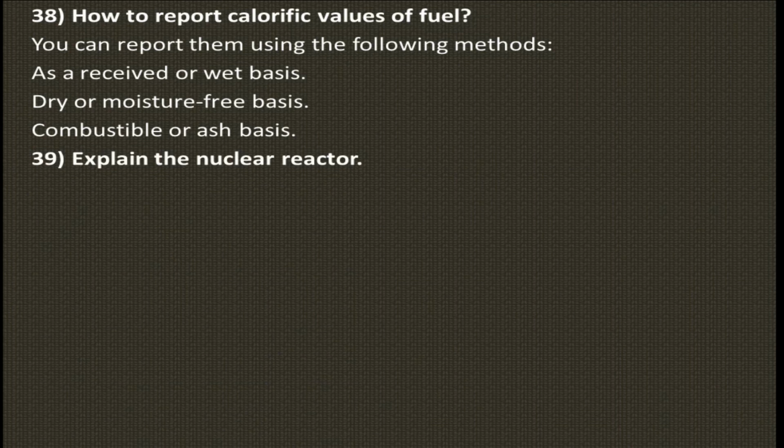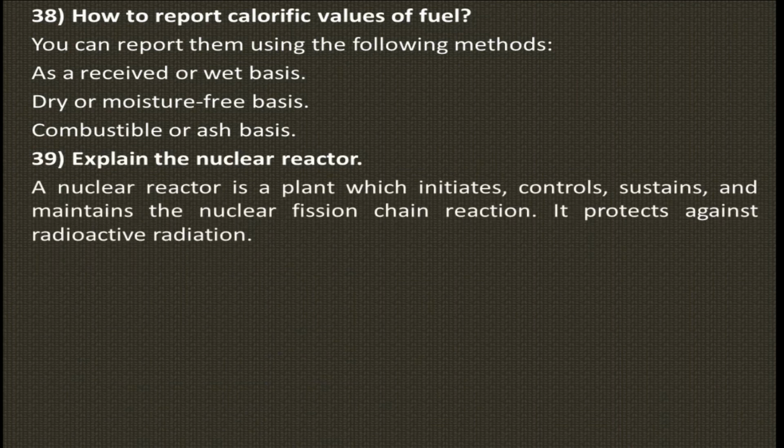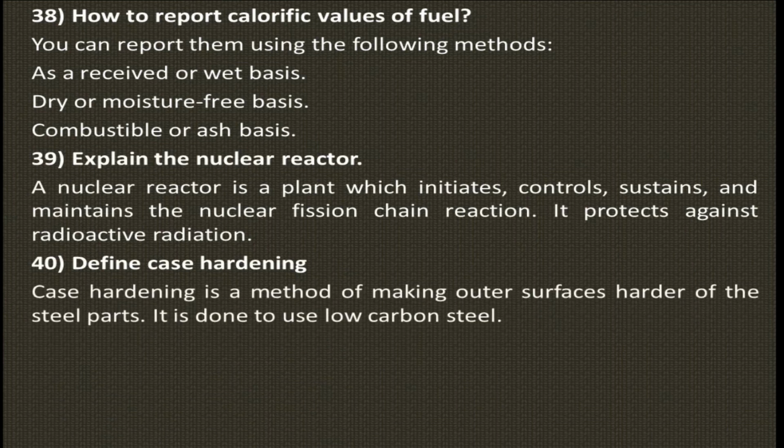Explain the nuclear reactor. A nuclear reactor is a plant which initiates, controls, sustains and maintains the nuclear fission chain reaction. It protects against radioactive radiation. Question number 40. Define case hardening. Case hardening is a method of making the outer surface of steel parts harder. It is done using low carbon steel.